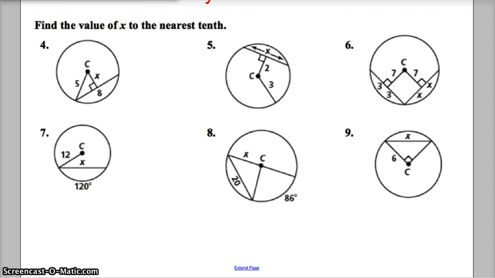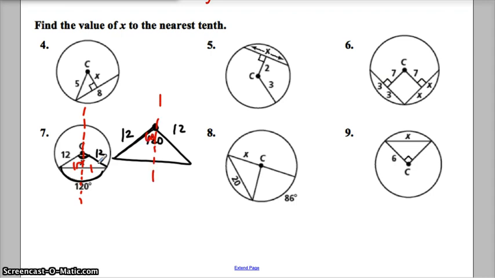For problem 7, I recognized that the radius 12 can also be drawn to the other edge of the chord. Because the arc was 120, this angle up here was also 120. So here's a triangle that you have: a 12, and a 120, where this point up there is the center. I know that any segment drawn through the center is a perpendicular bisector of the chord. So if I do that here, I've created a 30, 60, 90 triangle.